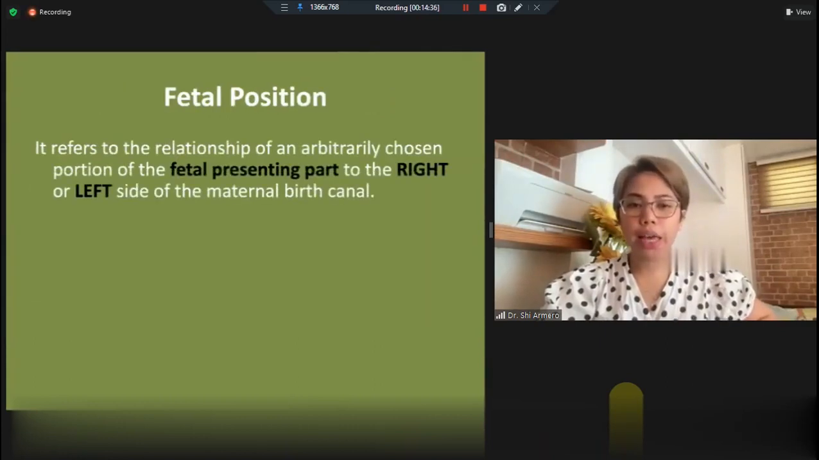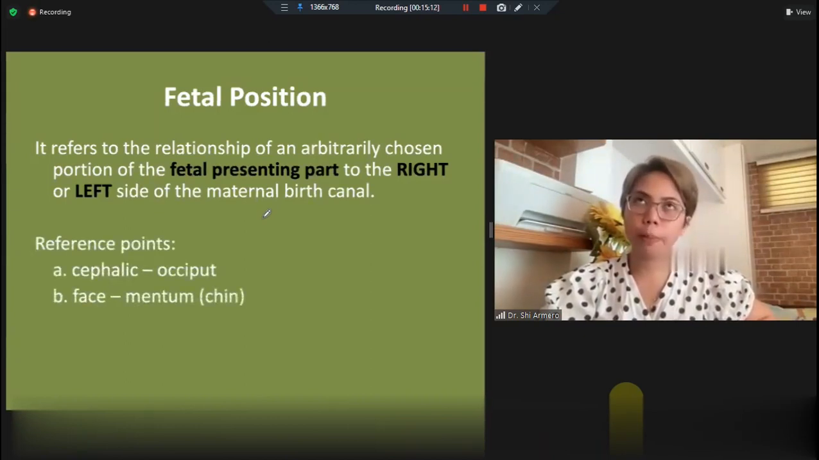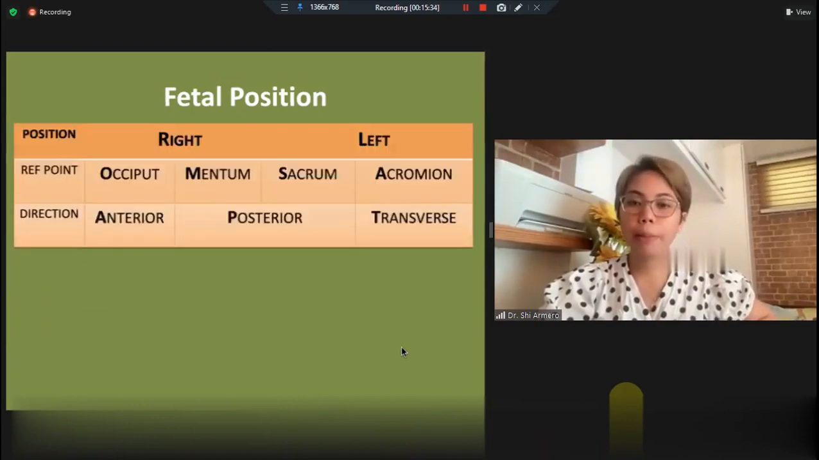Position. You need to understand position because position will help direct you in the cardinal movements of labor. Now, fetal position: this is where the fetal presenting part is at the right or left side of the maternal birth canal. Again, reference point is the mother. The relationship to the mother's right or left side. Okay, and we look at reference points. Pag cephalic, because the normal attitude should be the occiput, the occiput is the landmark, the reference point. For the face, it's the mentum or the chin. For the breech, it's the sacrum. These are the reference points. Wherever these reference points are located to the right or the left side of the mother, that is the fetal position. So I summarize it like this.